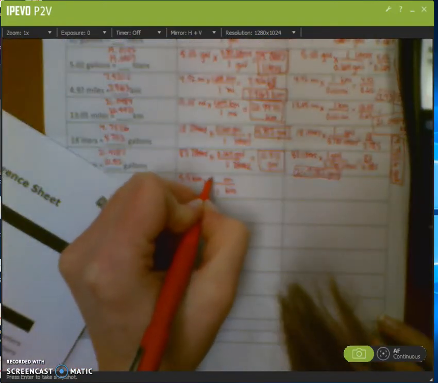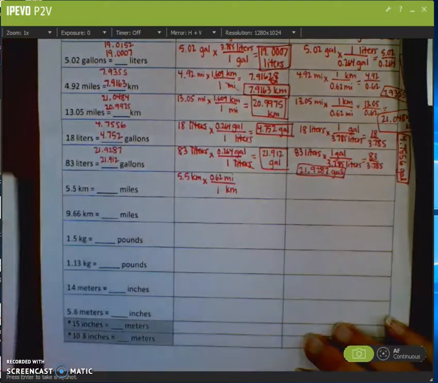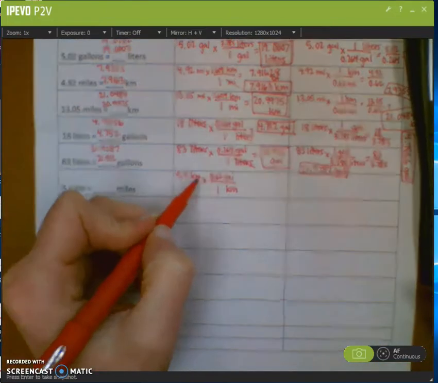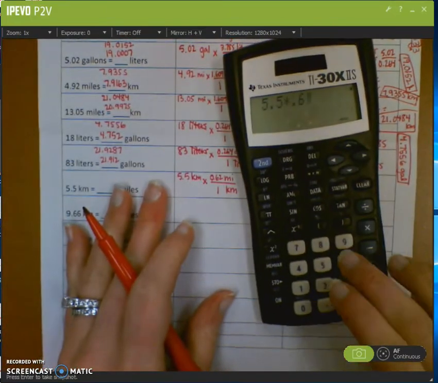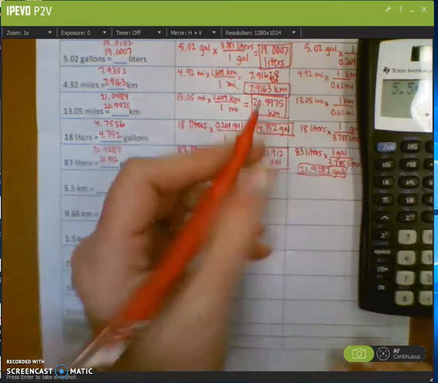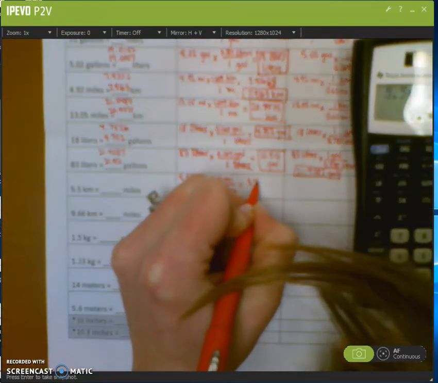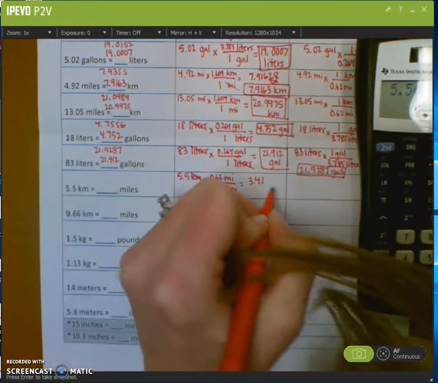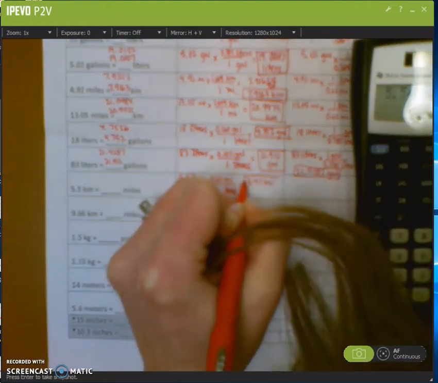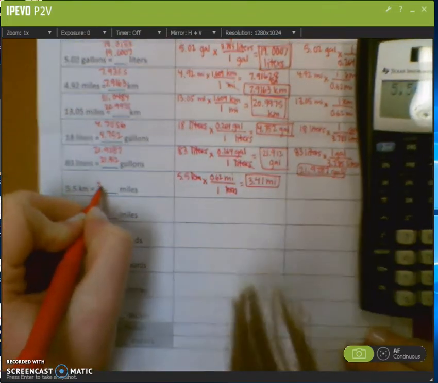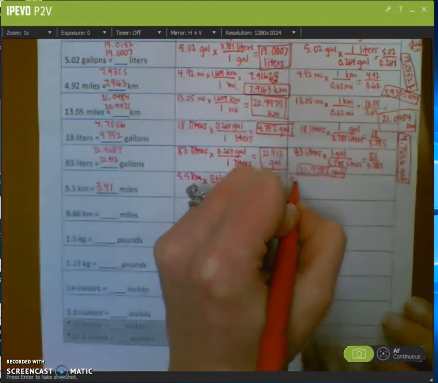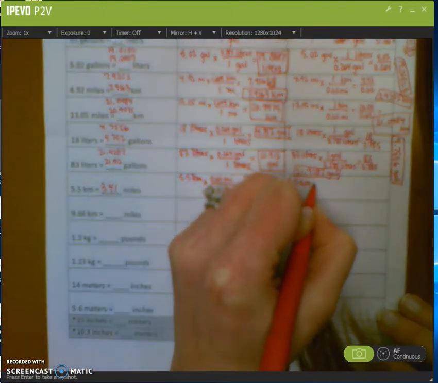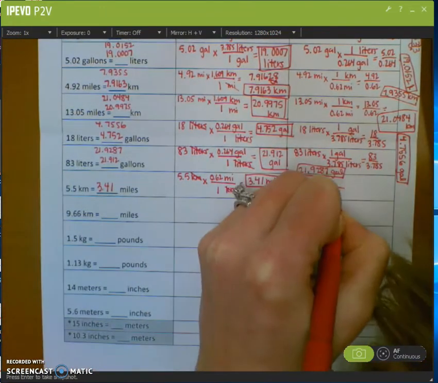1 kilometer and 0.62 miles. Those two things are equal, so it's like multiplying by 1. 5.5 times 0.62, and I get 3.41 kilometers cross-reduce, and I get miles as my answer. So 3.41 miles.